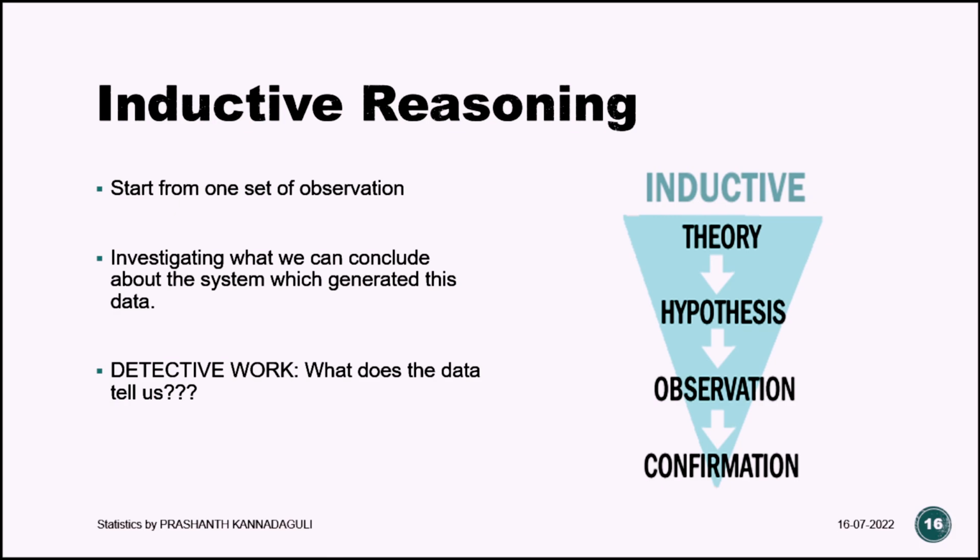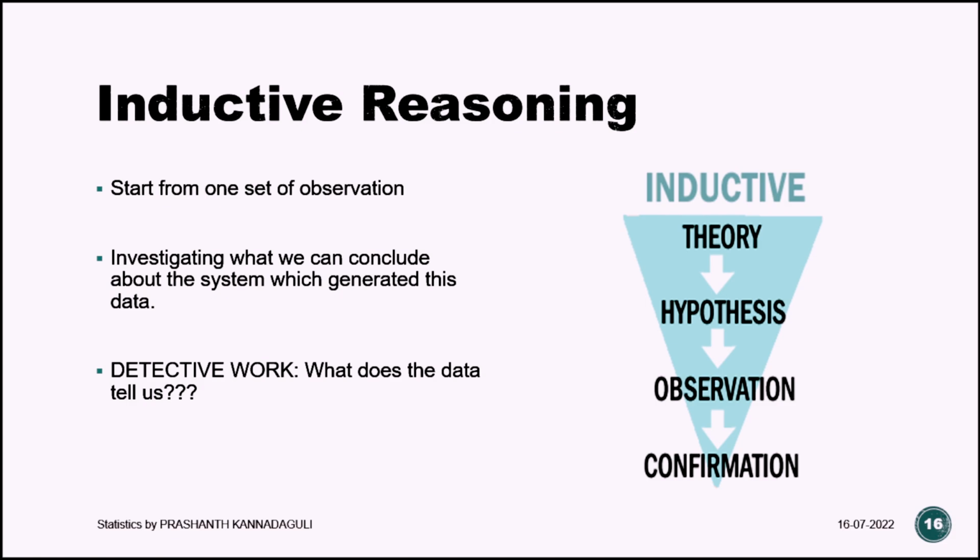Start from one set of observation. You start from the lowest point, right? Previously I had a big population and came down. Now I start from a point where I have very little, like only one sample. You are supposed to investigate what we can conclude about the system which generated this data. Out of those 500, say 300 people said they voted for X. That's the information you get. From that, what can you judge about the whole population is the question.